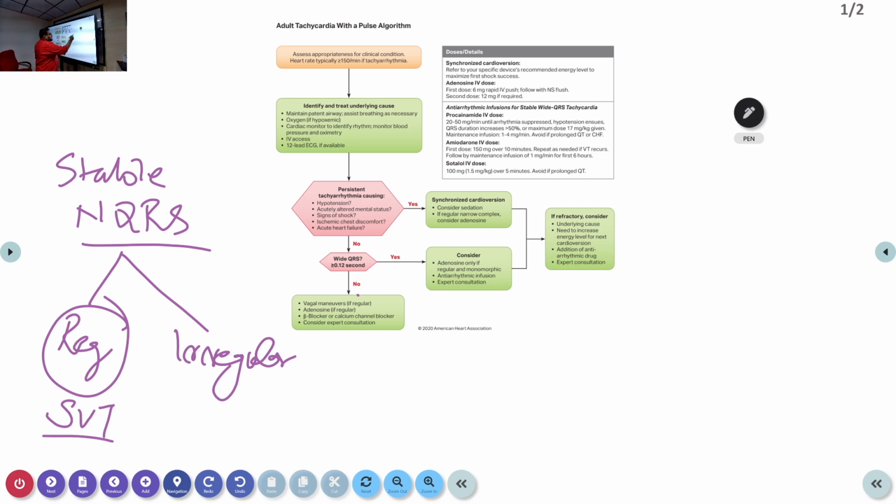If the carotid sinus massage fails, so a failed carotid sinus massage has been done and the patient is still having SVT, what do you have to do? You have to give a drug called adenosine.